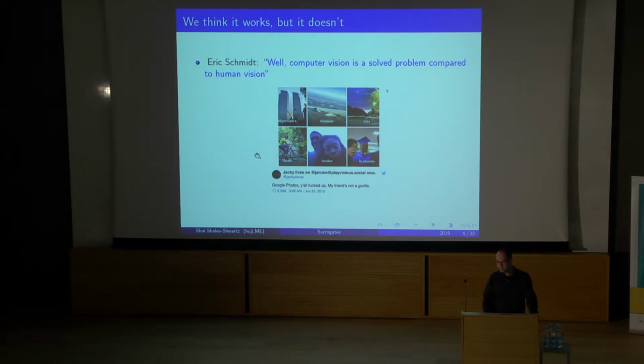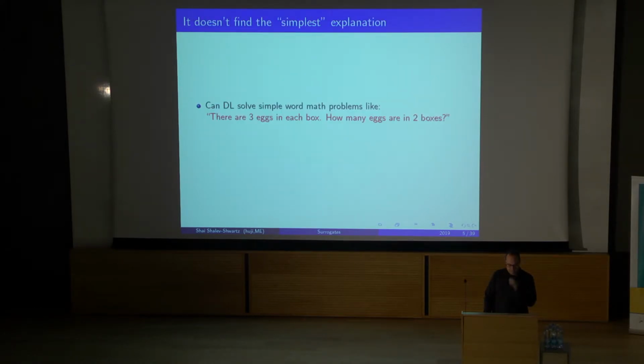So it shows that even in a relatively well-defined problem like ImageNet, where you have a predefined set of classes and you need to classify them, still the deep learning solution sometimes does funny things, or maybe they are not funny. But it's even worse than that. Even if it seems to work, it doesn't find the simplest explanation.